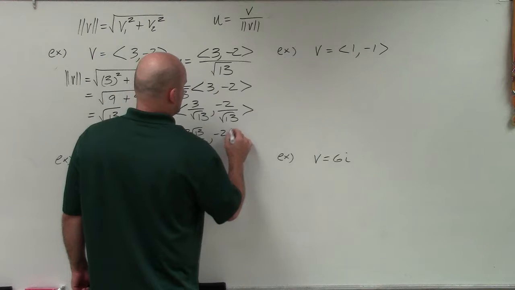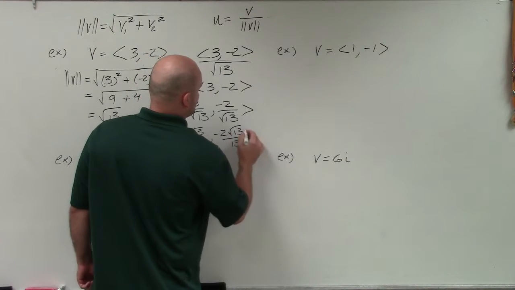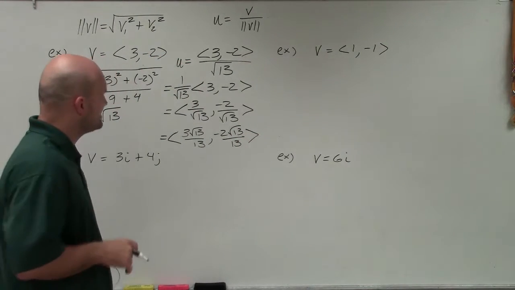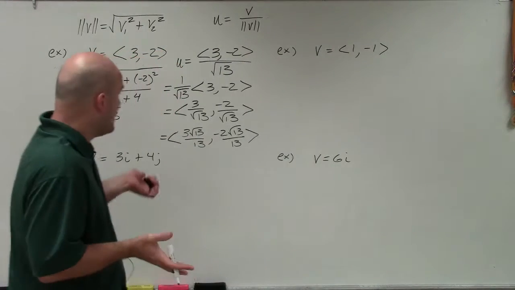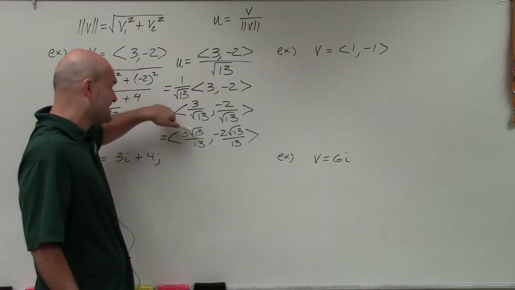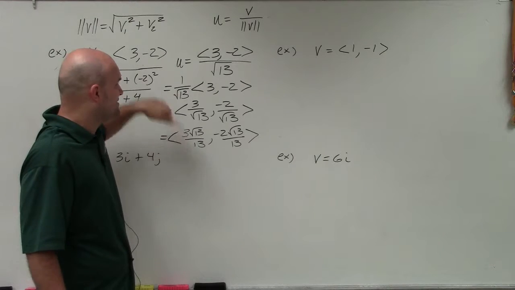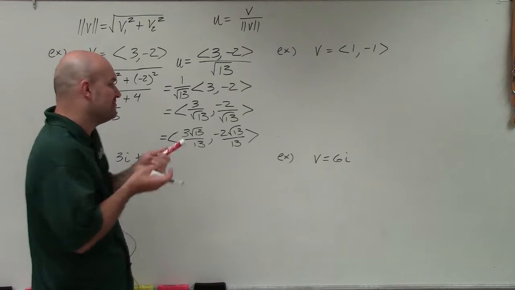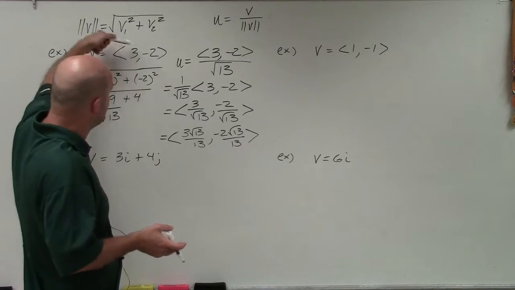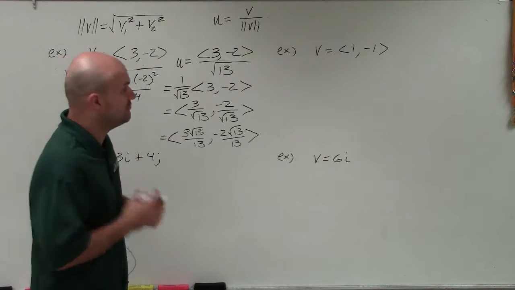And just so you know, you might also see an answer in this format, but typically in vectors, that's not something that we require. But basically, now that vector, if I was going to sketch that, or get those values and sketch that, you would see that that vector has the same direction as our original vector, but only has a magnitude of 1.